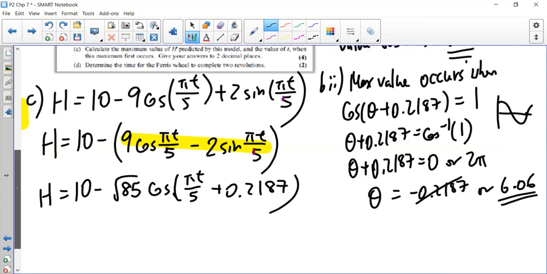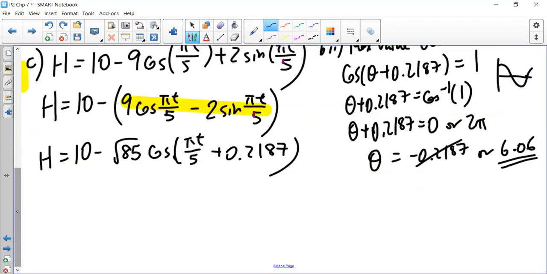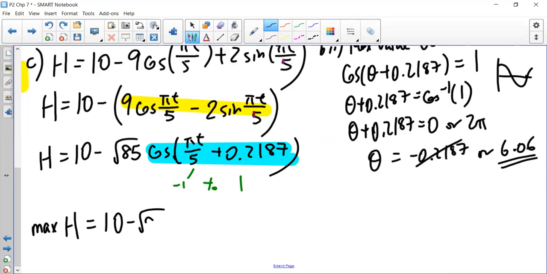Okay. Then what did they ask? Find the maximum value of h. So to find the maximum value of h, we have a similar question here. This highlighted part has a value between -1 and 1. So we'll find the maximum value of h. So max h equals 10 minus root 85.